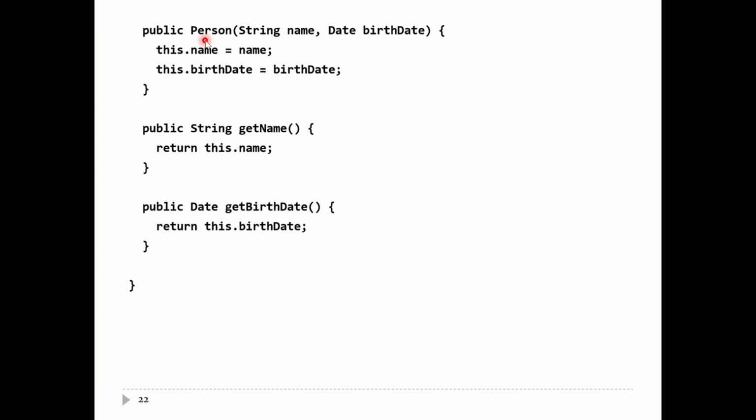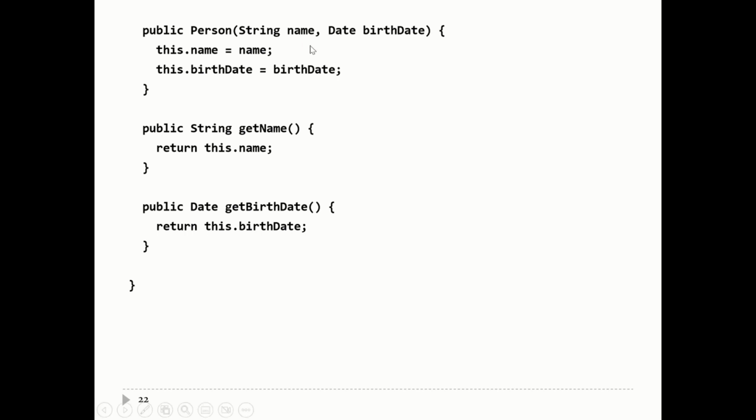Here's our constructor for the person class. It takes in a name and it takes in a birth date, and we simply write this.name equals name and this.birthDate equals birthDate. Now remember what this does in Java. This says that this.name refers to the same object as the parameter name. And it also says this.birthDate refers to the same date object as the birth date parameter.